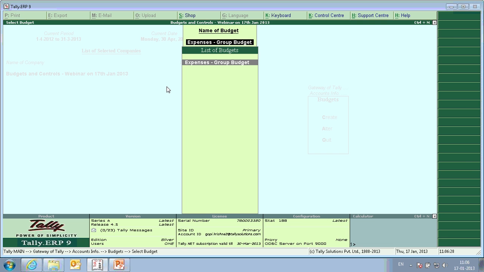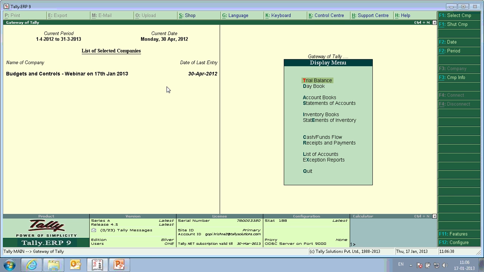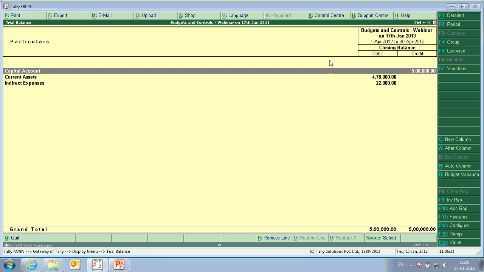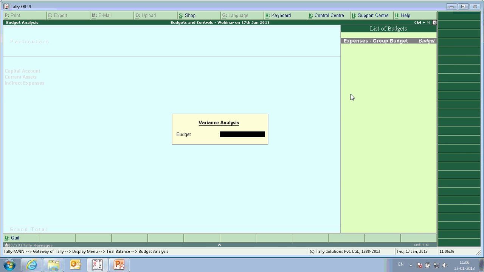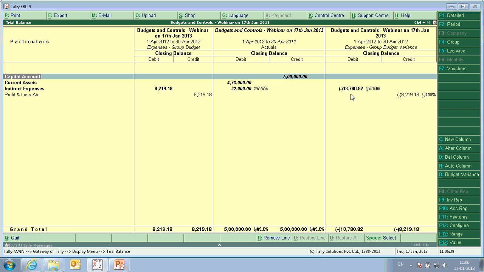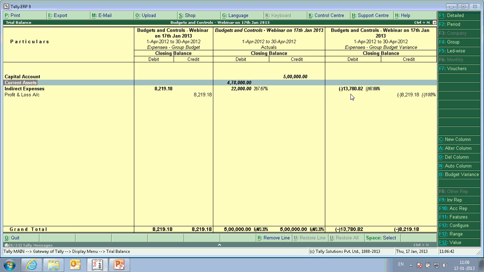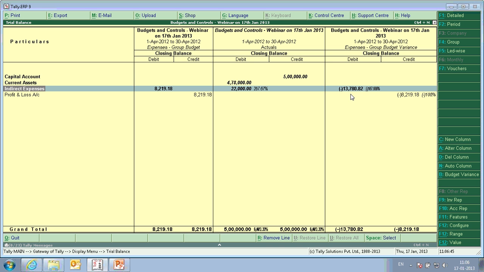What happens? I'll go to the same report, Display Trial Balance, and press Alt B for budget and press enter. Now you can see there is a difference in percentages and the amount, everything. You can see the budgeted amount is showing as 8,219.18, and the actual you have spent is 22,000, but it is 267.67% of this amount, and the variance is minus 167.16666. Yeah. How many understood this report now?